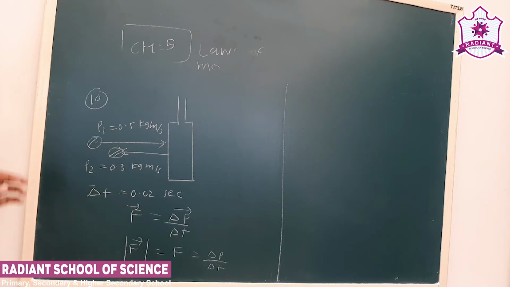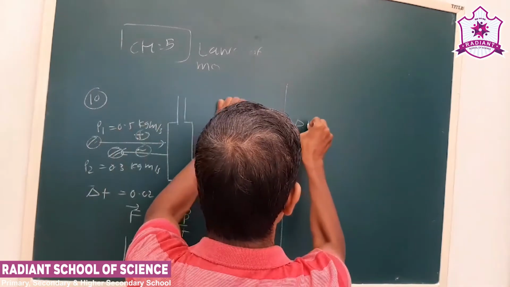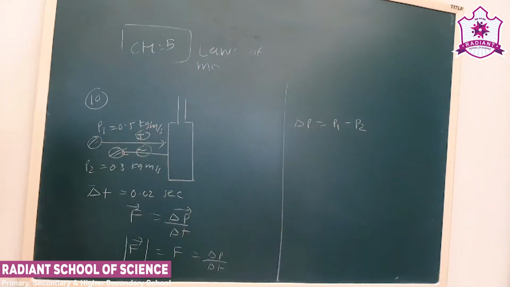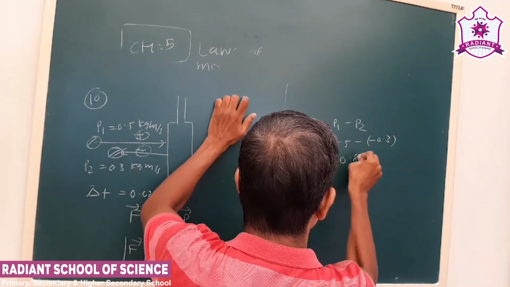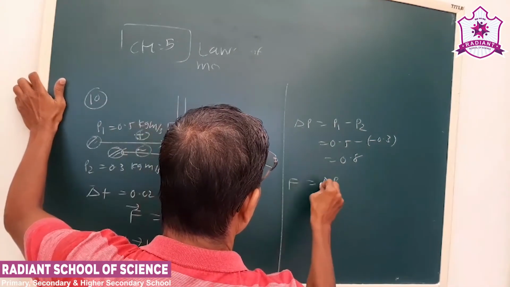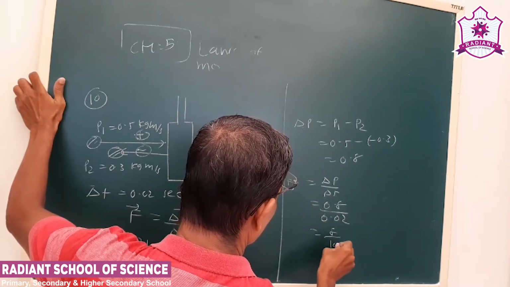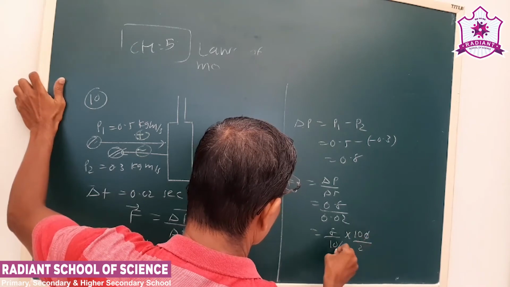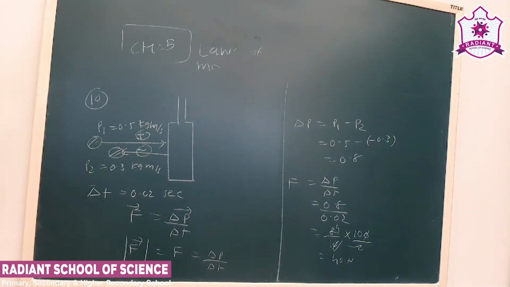Okay, so if I consider right hand side as plus, the opposite side we have to calculate as minus. So delta P will be P1 minus P2. See, P1 is 0.5. Okay, P2 we have to assign as minus 0.3. Now see, the time of contact is 0.02 second. F is equal to delta P by delta T. Okay, 8 by 10 upon 2 by 100. Okay, we can solve it, 40 Newton. Okay, now see the next MCQ.